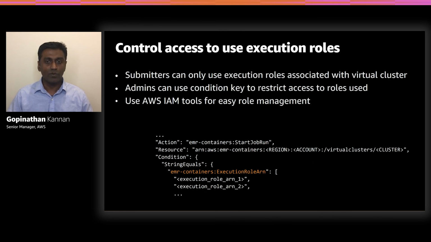Administrators can also control which roles can be used on a virtual cluster to run jobs. To do this, administrators create a role with the condition key emr-containers:ExecutionRoleArn with a list of allowed execution roles and attach it to the identity of the job submitter so that the job submitter can assume that identity and submit jobs using those execution roles. In addition to these special controls, you can also use tag-based access control for a consistent authorization experience, which is now a standard across many of our AWS services.